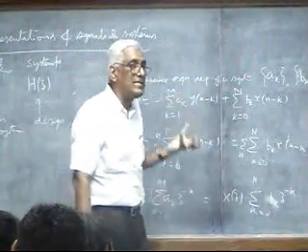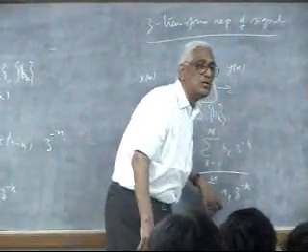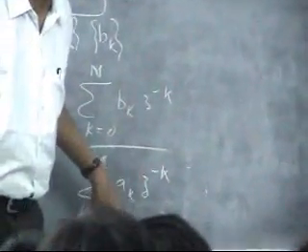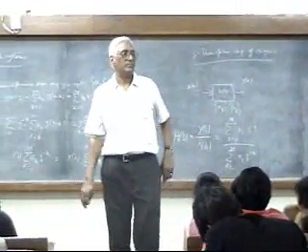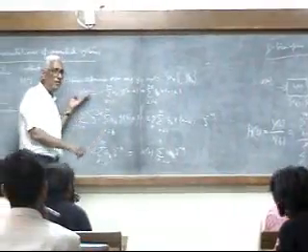And notice that h[n] will always be infinite, even if there is even one non-zero value here other than a0. If other than a0, one non-zero value is there, h[n] will always be infinite. You see? So, I can generate an infinite value by this. All of you get this point?